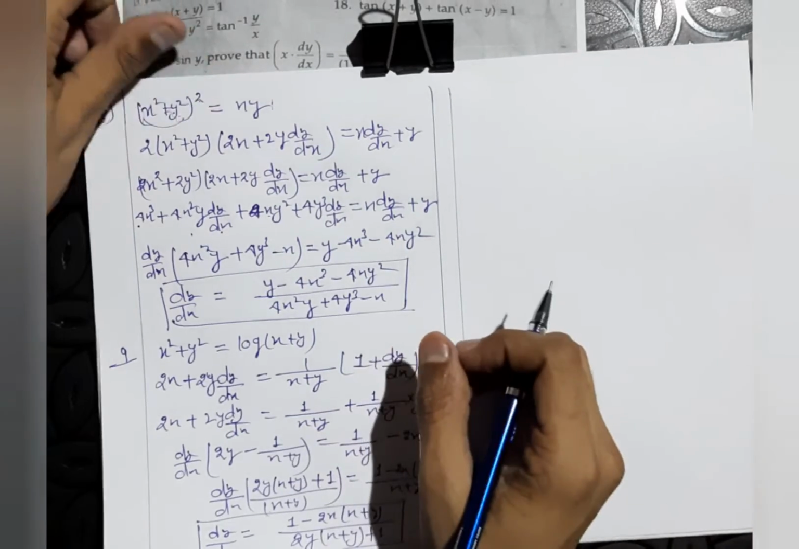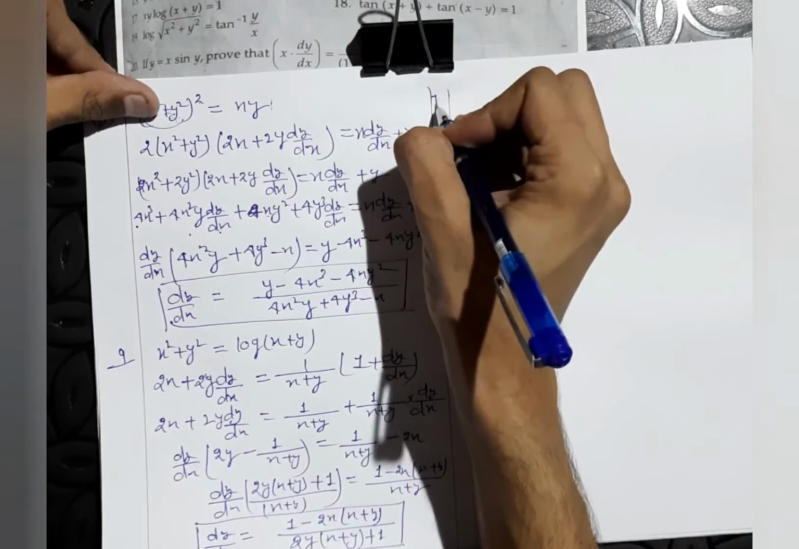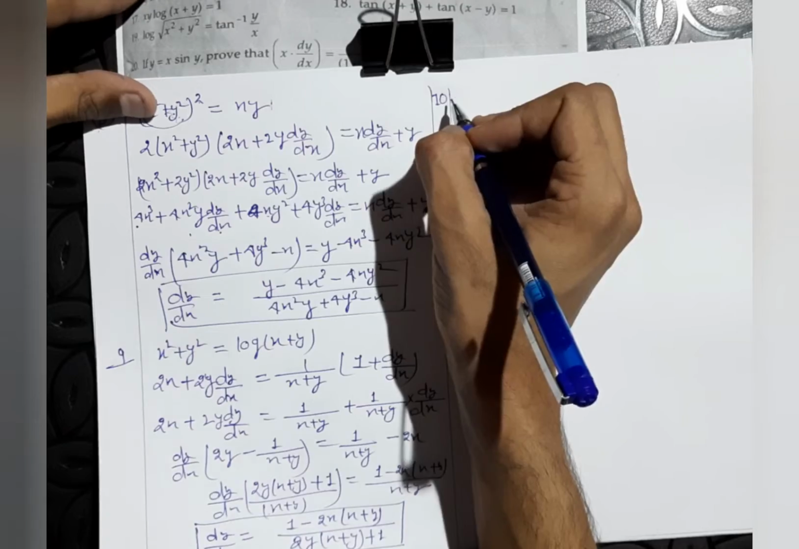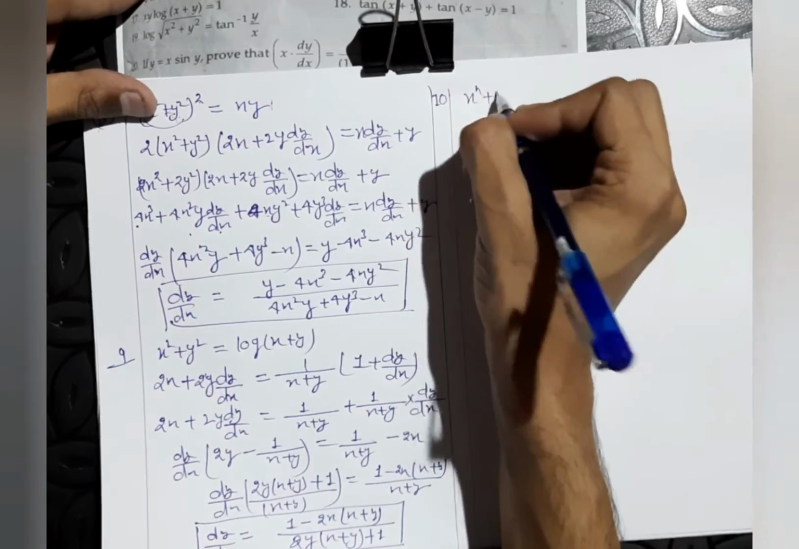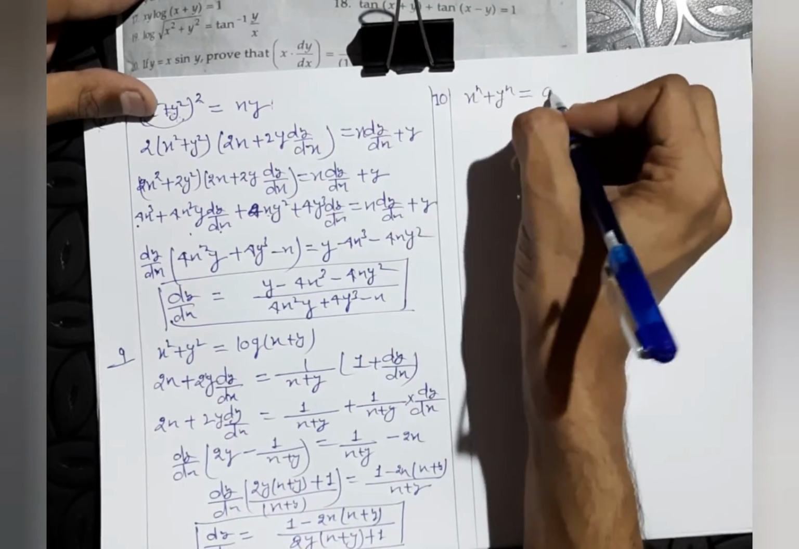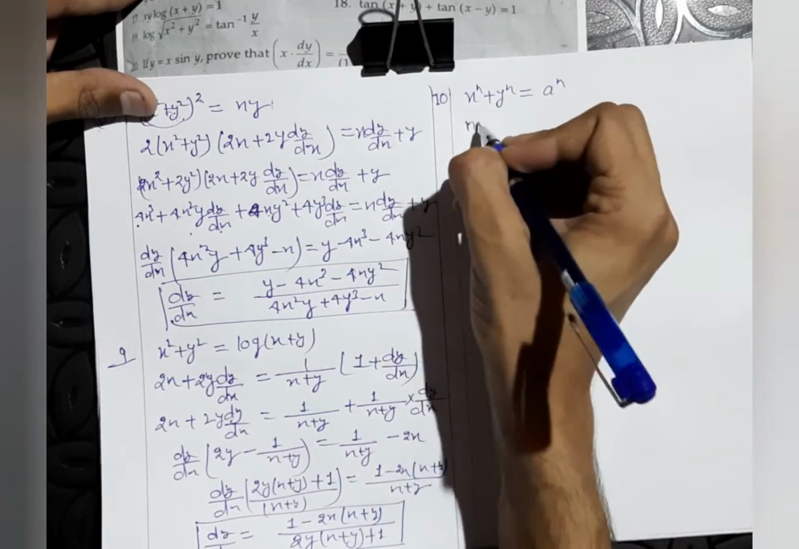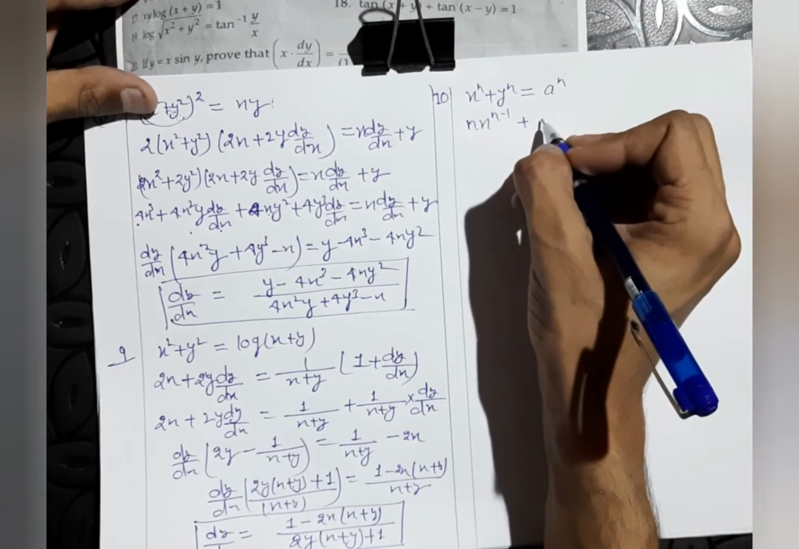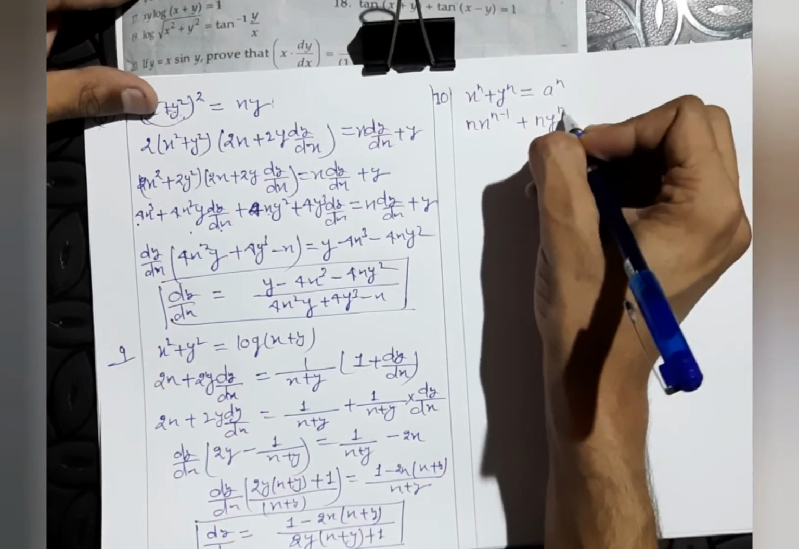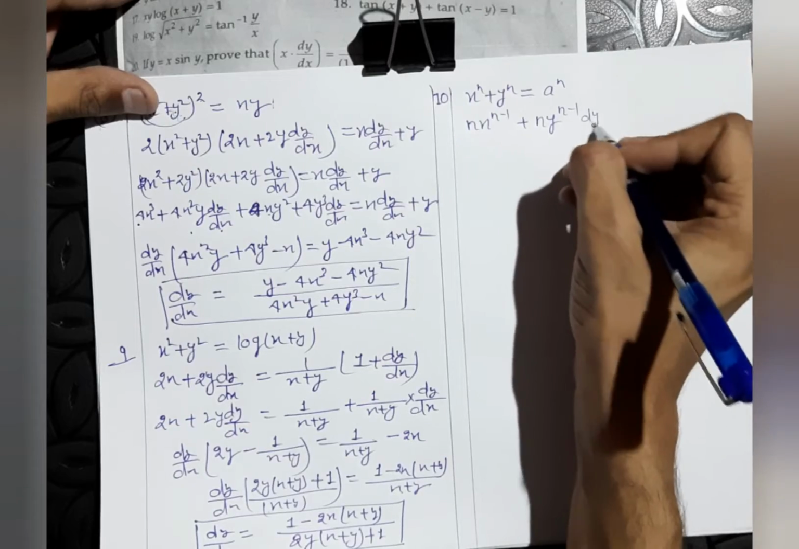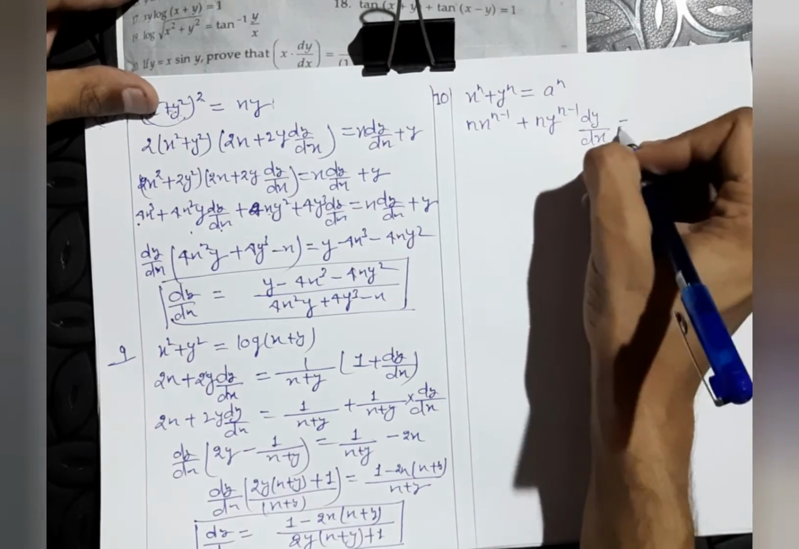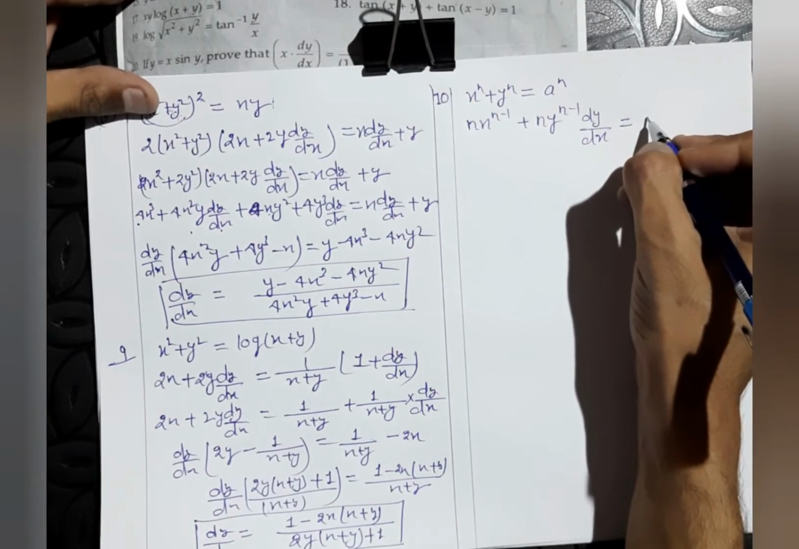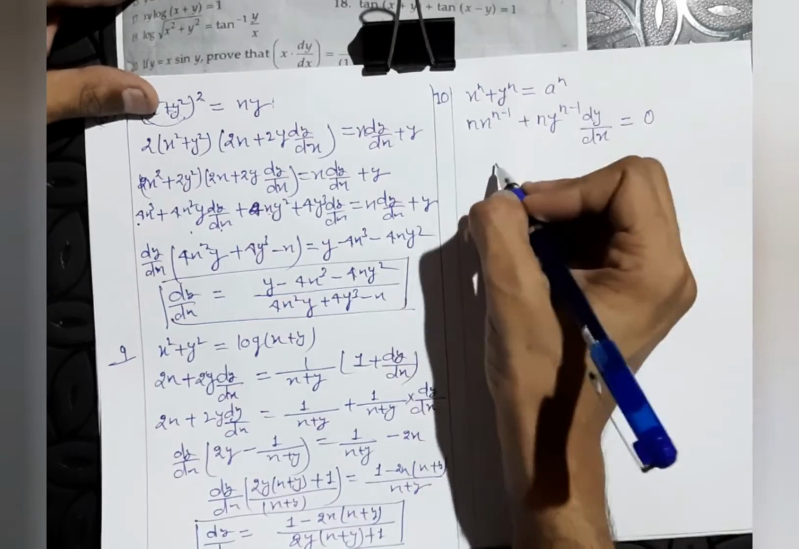Now let's do question number 10. Question number 10 is xⁿ + yⁿ = aⁿ. So xⁿ gets differentiated as n xⁿ⁻¹, plus yⁿ is differentiated as n yⁿ⁻¹ times dy over dx, equal to aⁿ differentiated as 0 because it is a constant.